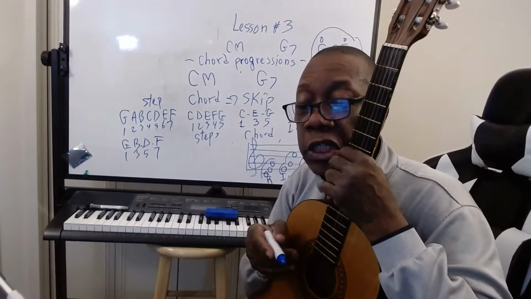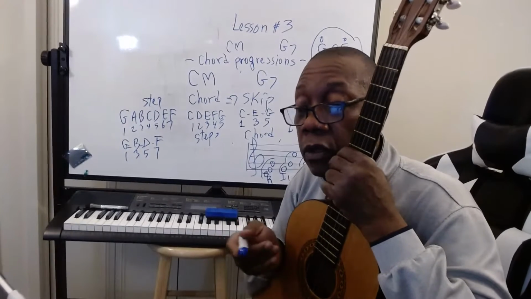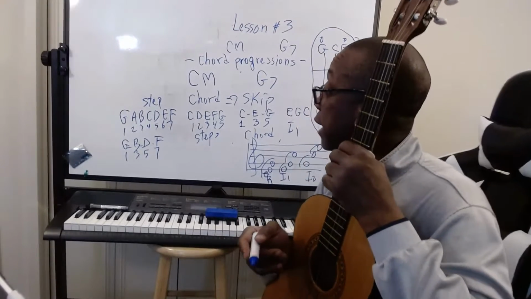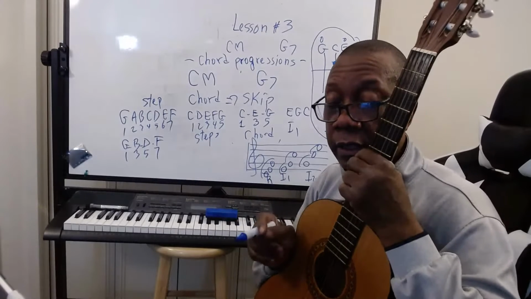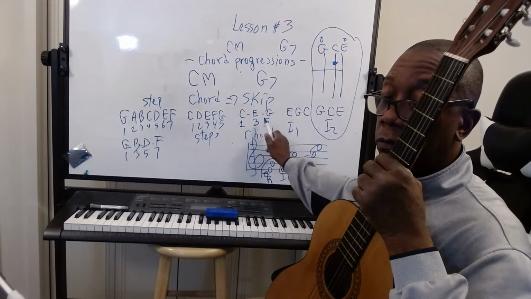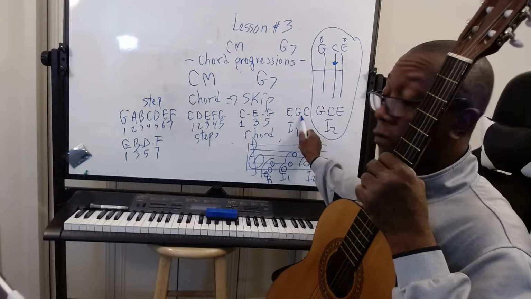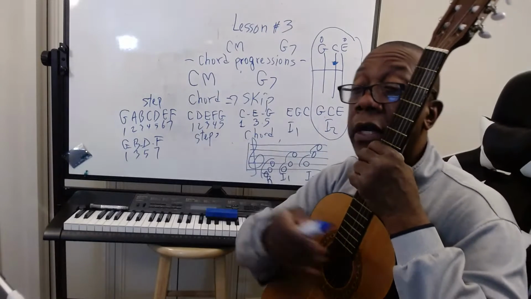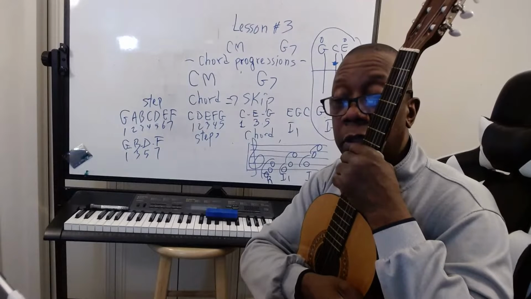So I call it G7. Okay. Now there's something interesting here. The inversion for that. You see, for the C major chord, we have only the root position, the first inversion, the second inversion. Here we have 4 inversions.